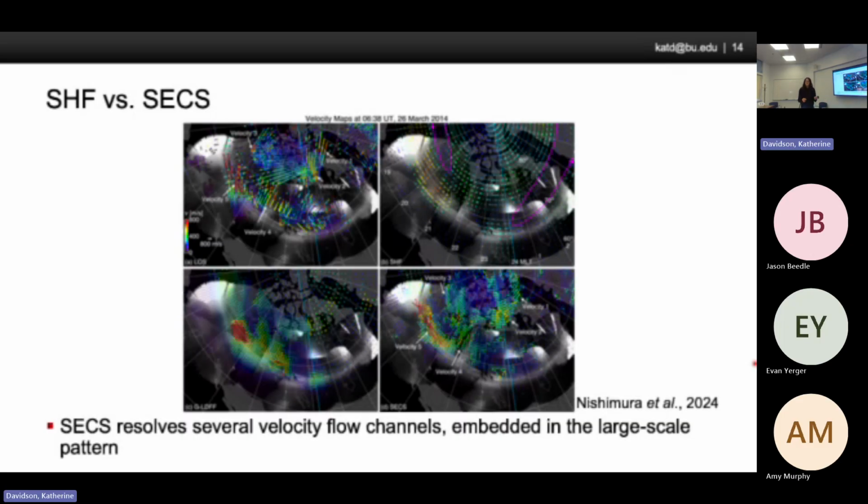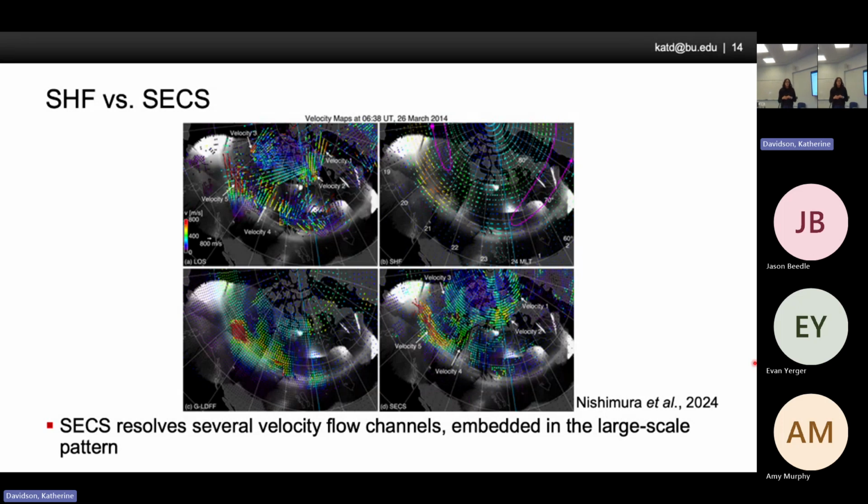So to look at a comparison between the spherical harmonic fit data and the current systems data, this figure here shows the line of sight data from the SuperDARM radars. And in this figure, you can see several flow channels just from the line of sight data alone. You can see an individual flow channel here, here, here, and these flow channels are identified just as enhanced flows from the background. So these reddish areas are identified as flow channels.